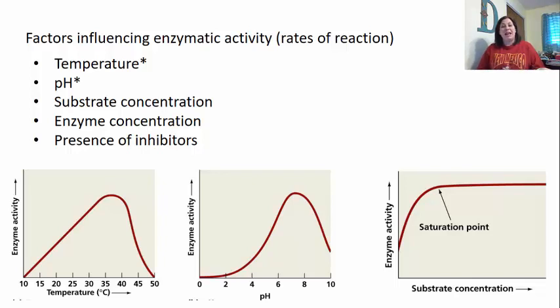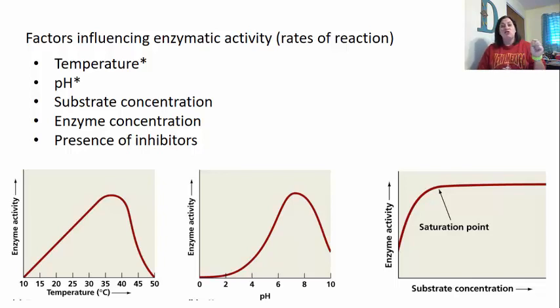Another one is the pH. The pH can also be too acidic or too basic. It's going to have an optimal pH that it prefers. In this case, a lot of times most of the enzymes like to be more around neutral. But when we look at these particular diagrams, the enzyme's activity can go up and down based on the movement of the temperature or the pH.